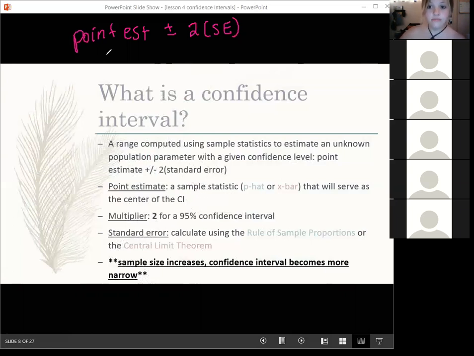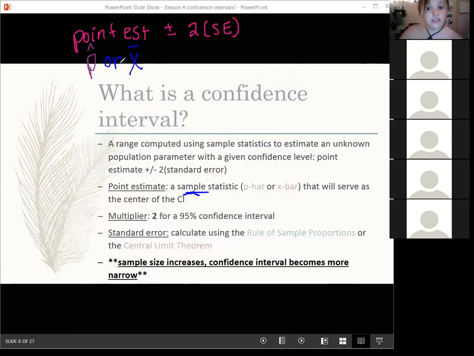So remember, our point estimate is either going to be p hat, or our other option is x bar. So our point estimate is going to be our sample statistic. This is why you want to keep in mind these are the symbols we use for sample statistics. Our p hat is our symbol for a proportion sample statistic, and our x bar is for a mean sample statistic. So that's where we get those from.